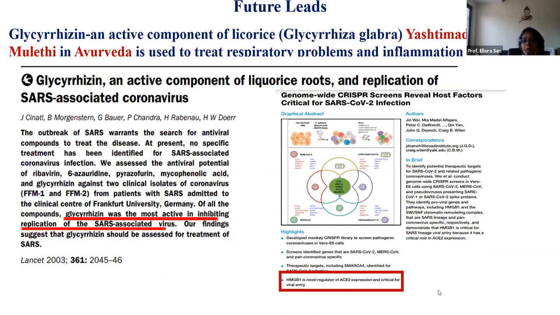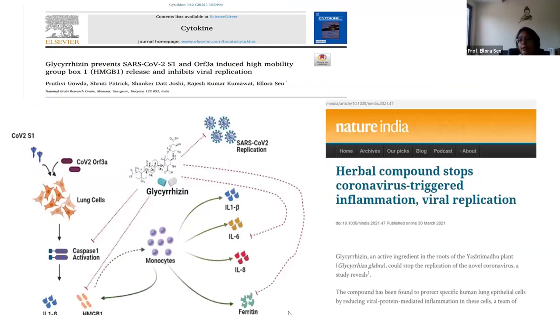When we had communicated the paper, in the same month, a paper came out in Cell, where they find that HMGB1 is a novel regulator of ACE2 expression and viral entry. So what we targeted as an inhibitor of inflammation, an inhibitor of HMGB1, it was very heartening and heartwarming to find that others have corroborated our finding through different angles, and HMGB1 is actually a novel regulator of ACE2. And we find that this herbal compound not only stops inflammation but also viral replication.